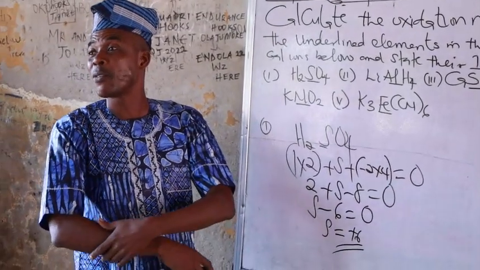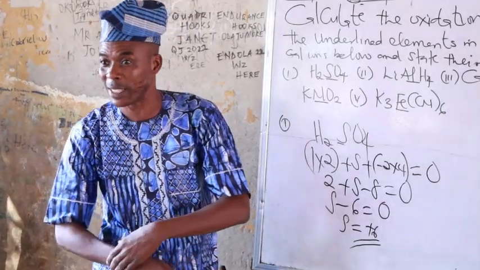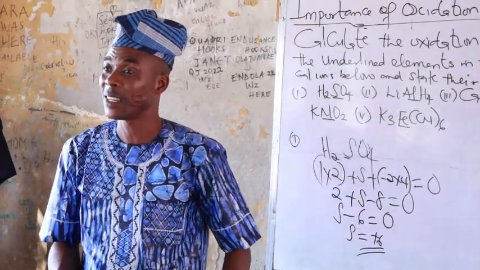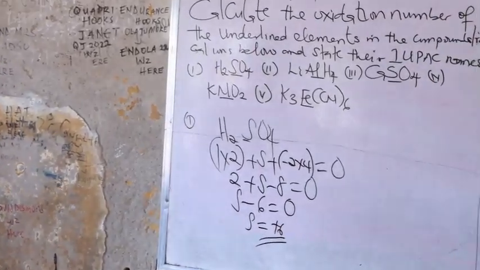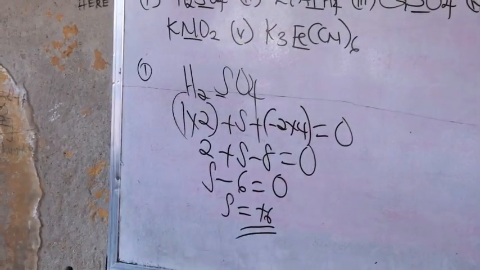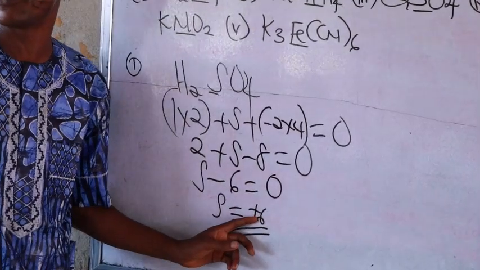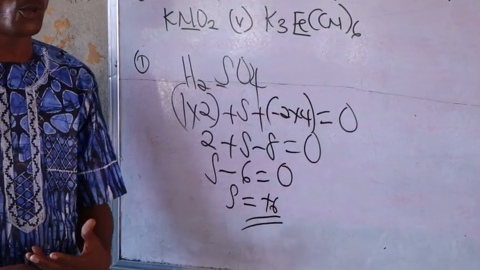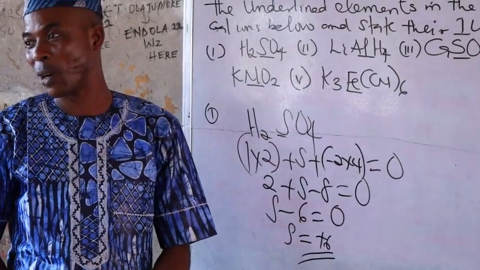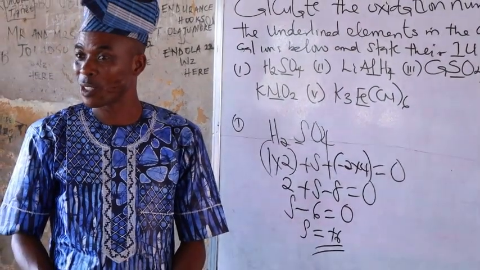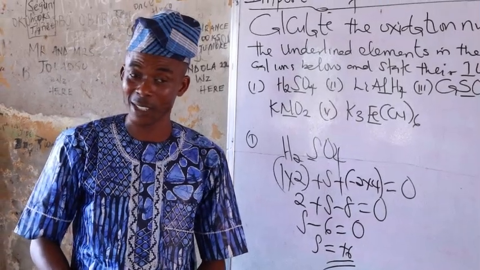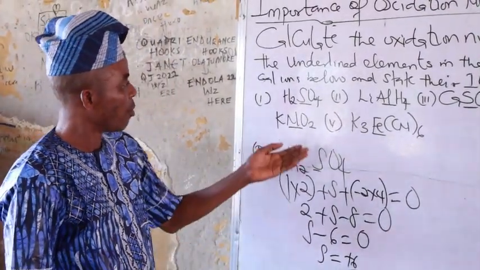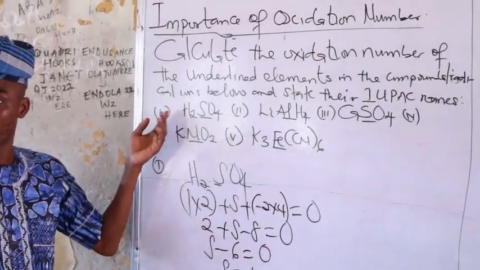Because how do you define oxidation number? It is the electrical charge. What makes it oxidation number is the charge you have here. Please, when you are asked to calculate the oxidation number of an element, do not omit the charge. It is important. Now, the name of the compound becomes what?